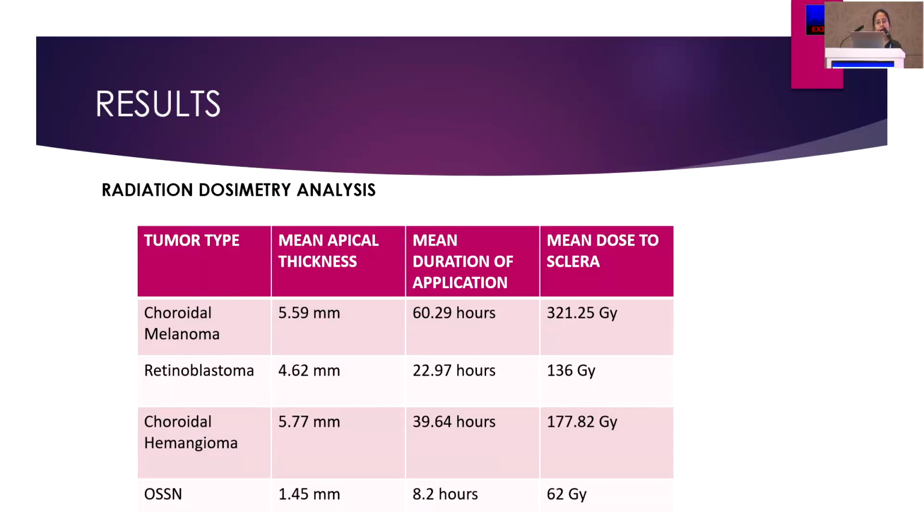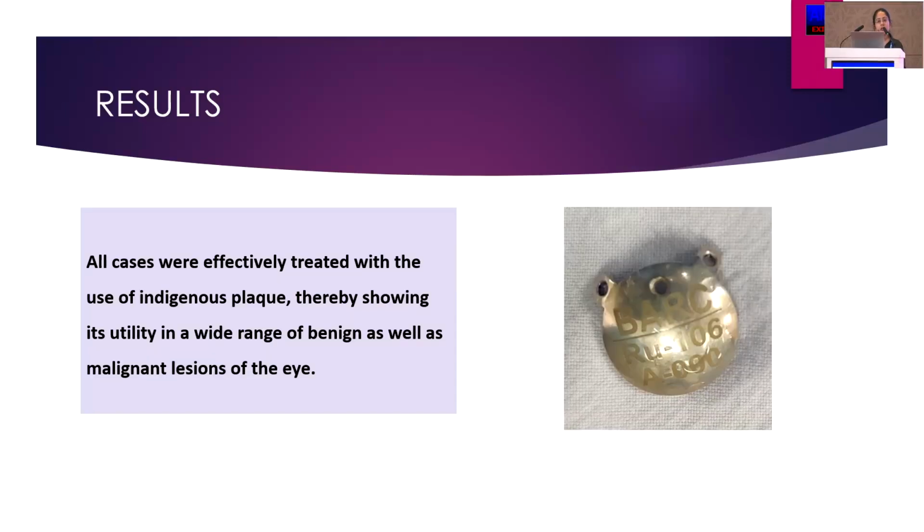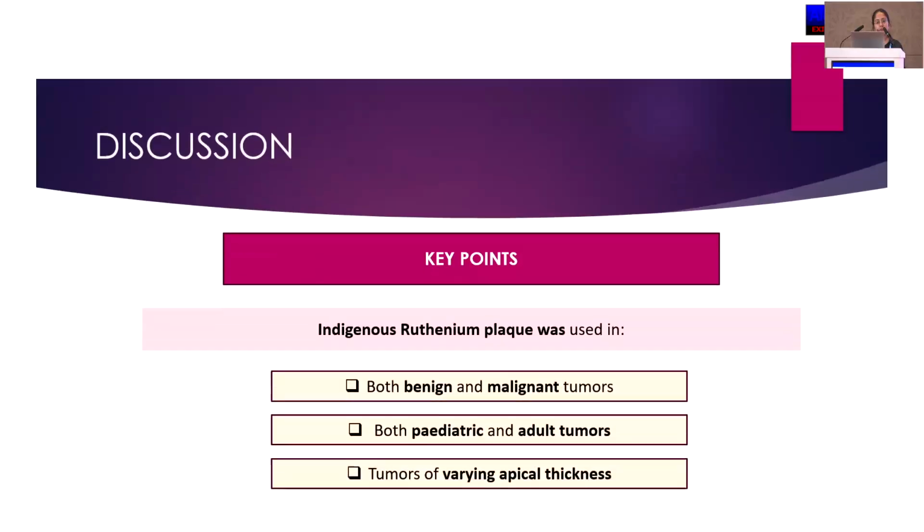Coming to the mean apical thickness of the tumors that we treated, it ranged from around 1.45 mm in OSSN to around 5.59 mm in choroidal melanomas, with the mean duration of application ranging from around 8.2 hours to around 60 hours. The mean dose ranged from 62 grays to around 321 grays. All the cases were effectively treated with the use of the indigenous plaque, thereby showing its utility in a wide range of benign as well as malignant lesions of the eye.